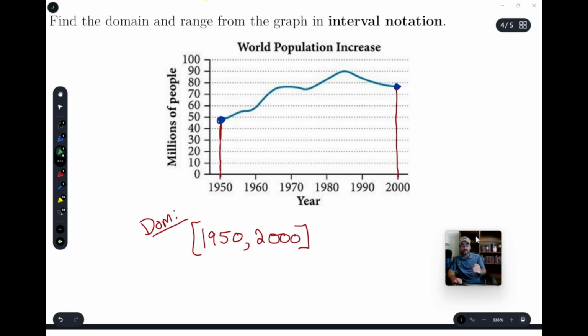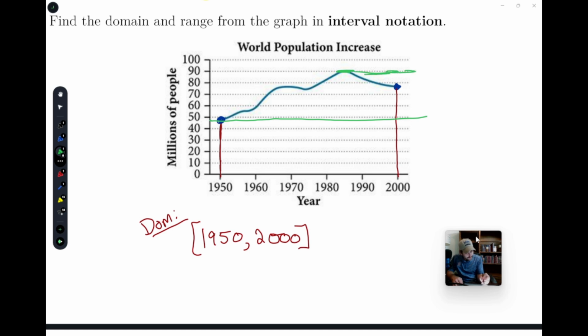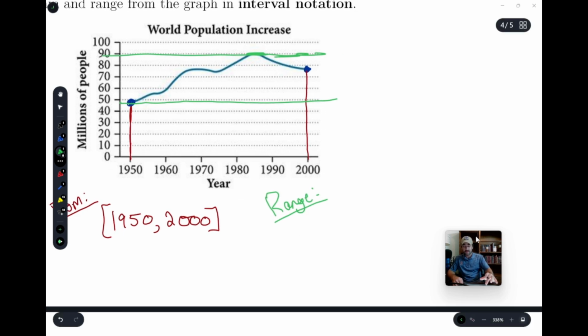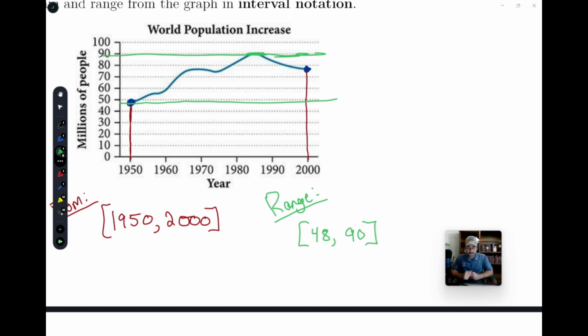And now for the range, it's going to look a little different because we're going to look at the minimum and the maximum. We're not going to look at beginning and end. If we looked at beginning and end, it'd look something like that, maybe 48. And it would look something like that, maybe 78. But we're not looking at the beginning and the end. We're looking at the maximum value, which looks like it's up there at 90. And so for the range, we're going to go from the minimum number that's on this graph, the minimum y value, which occurs at 1950 and is 48 or so. If you wrote 47, it's okay because they didn't give us that number. And then we're going to go up to 90 and include it because we drew solid dots.